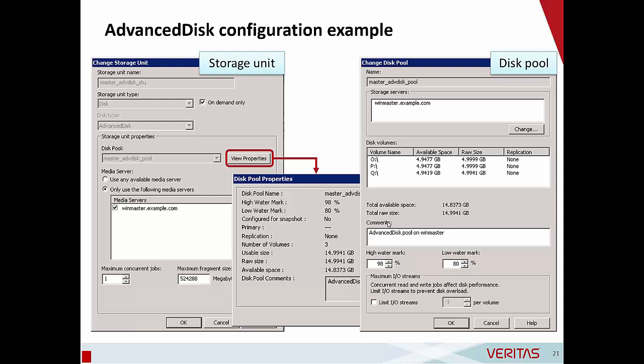Note that max concurrent jobs at the storage unit only applies to backups and duplications, in other words, to writes, whereas limit I/O streams at the disk pool level is a little more comprehensive than that. It takes reads into account as well, and that can be important for disk pools that might be doing replication, because replication sometimes is happening during the backup window, and it's nice to be able to take that into account so I don't thrash my disks. The only thing that really doesn't count against either of these limits is restores. Restores will always run if the resources are available. You can never restrict a restore from running with either of these settings.